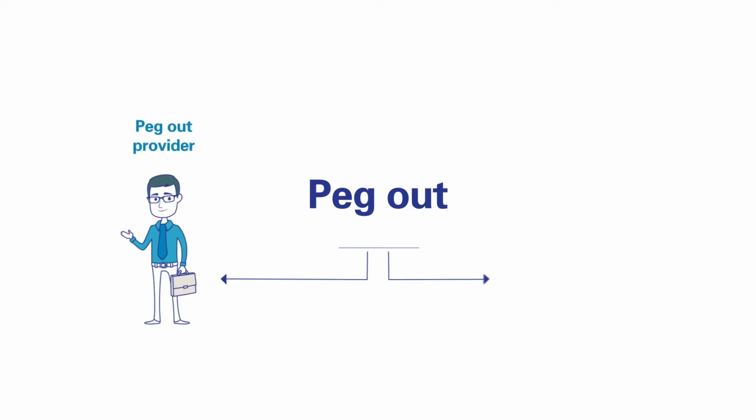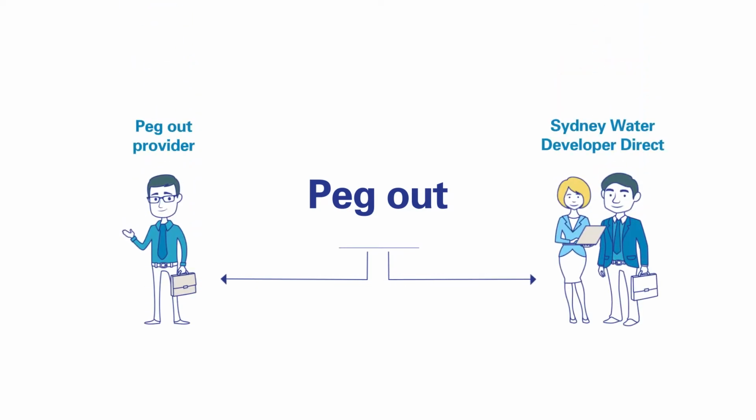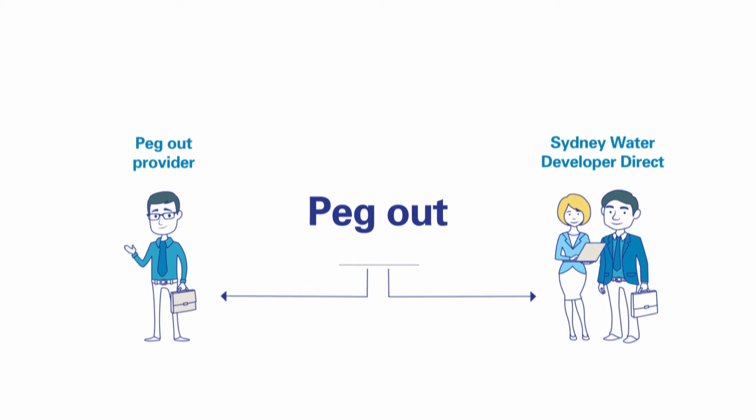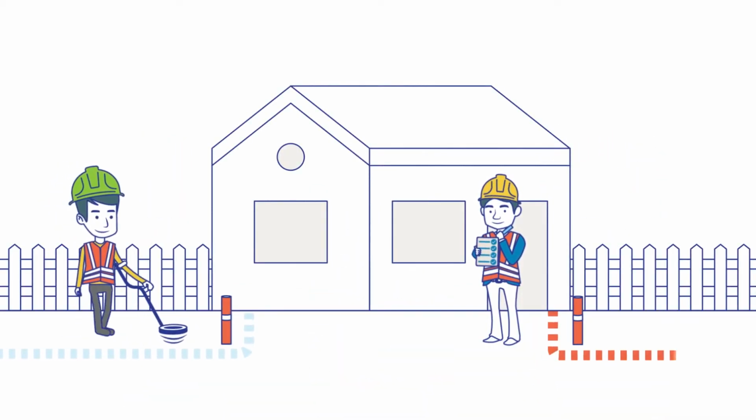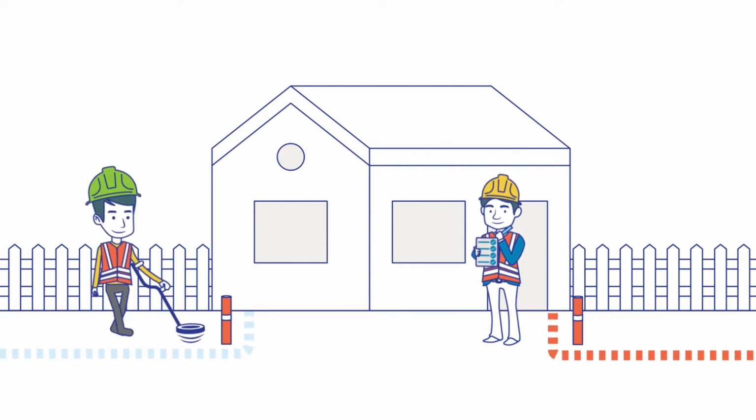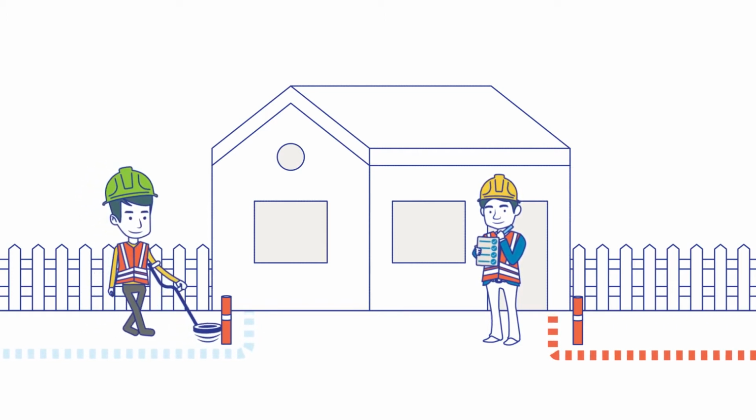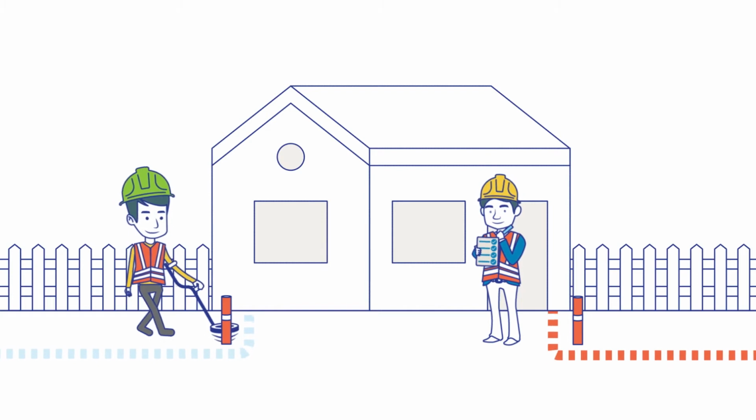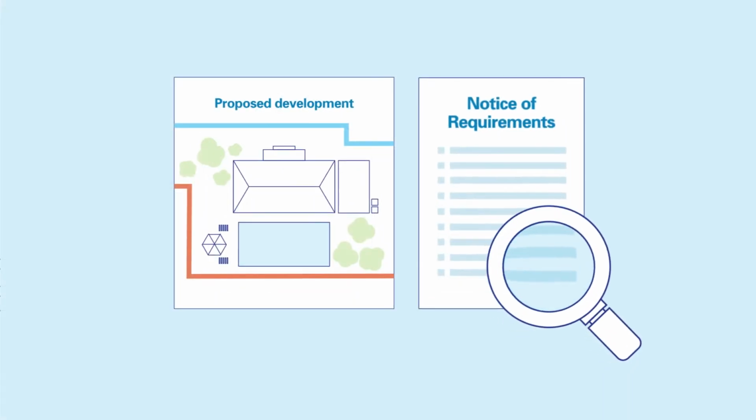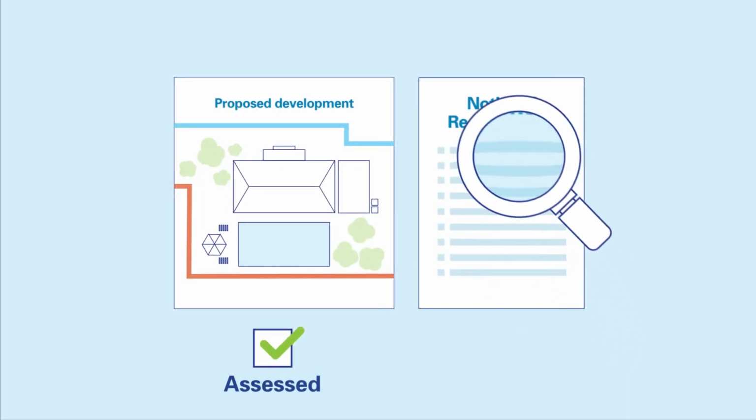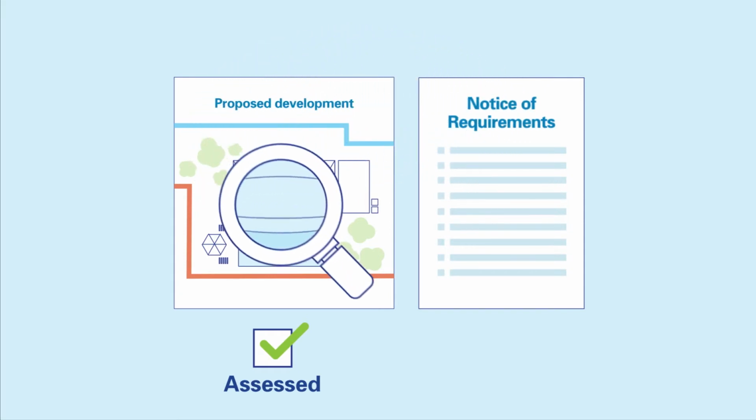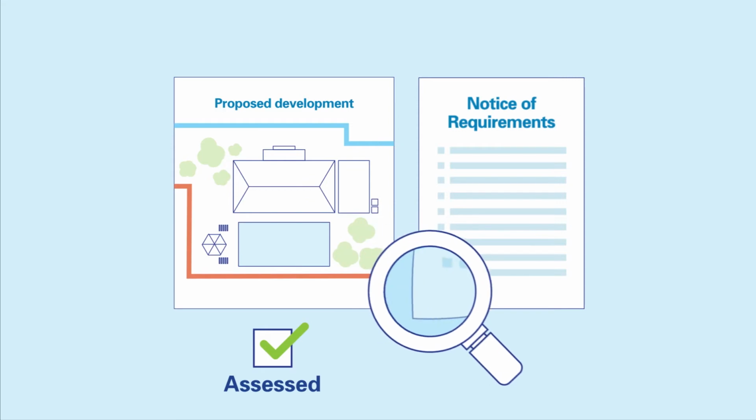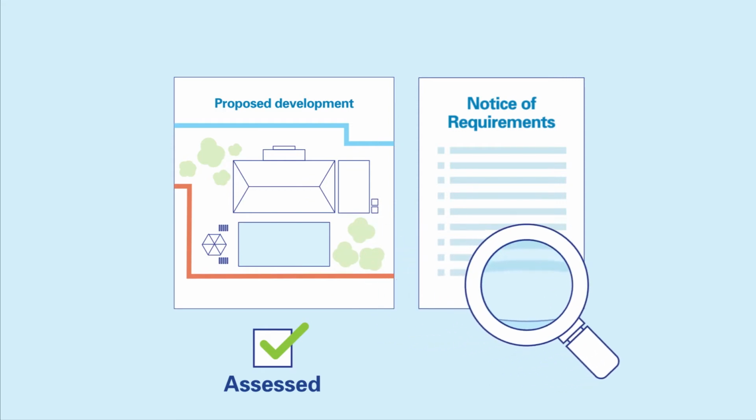If you need a peg out, you can either use an authorised provider or Sydney Water Developer Direct can organise this for you. The peg out will locate the Sydney Water pipes and other assets that may be affected by your proposed development. This will let us work out whether you need to do anything to protect them. Once you've received your peg out, we'll confirm what you need before we can issue your building plan approval. We'll also determine if there's anything else you need for your Section 73 certificate.